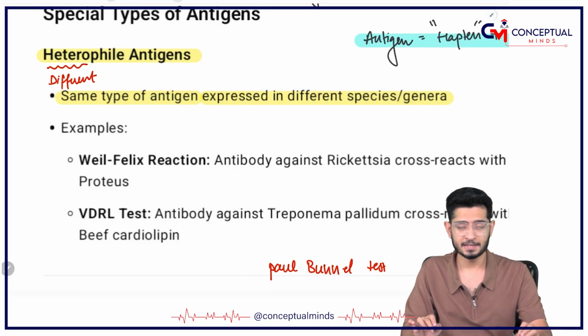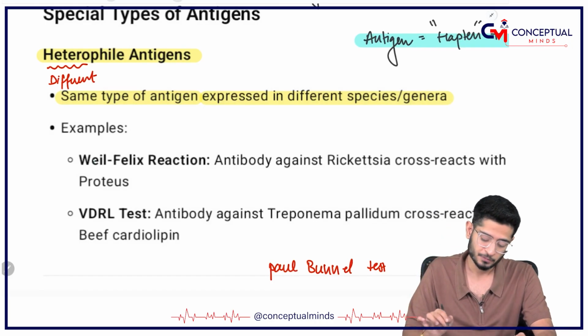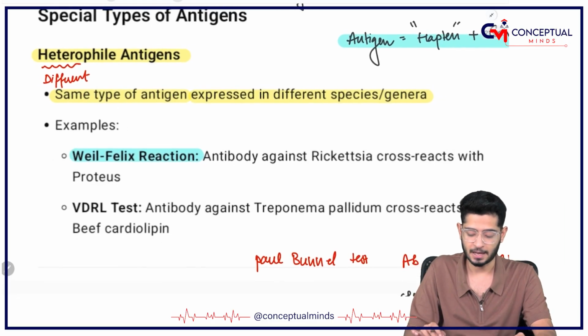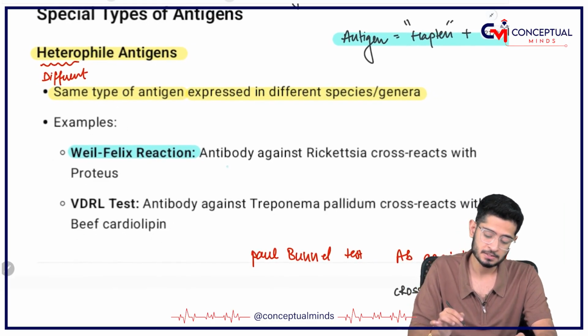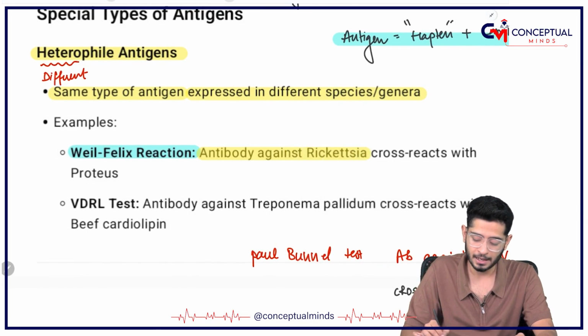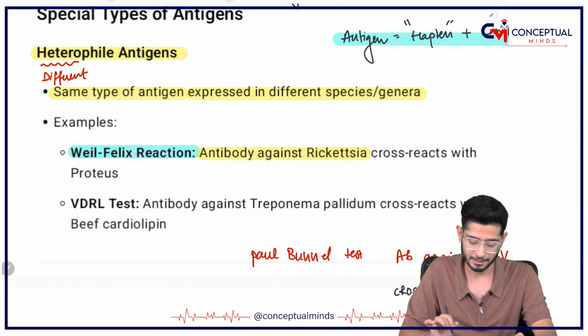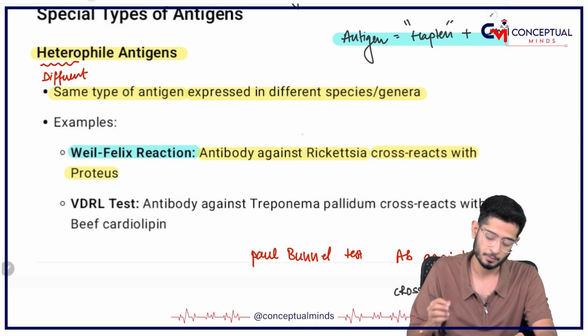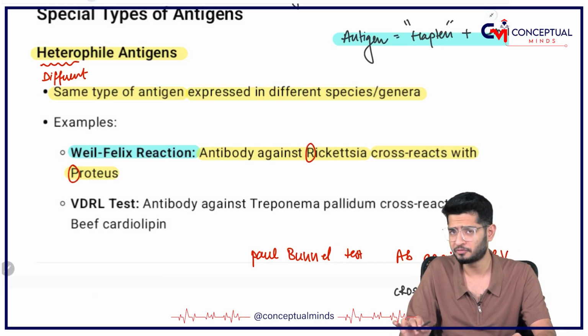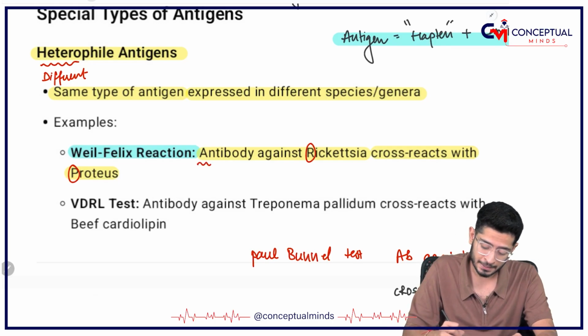Okay, so let's understand what it actually means. If you know about the Weil-Felix reaction, it means that the antibody against rickettsia is going to cross react with the Proteus. Now my dear friends, rickettsia and Proteus are different genera, but the antibody against rickettsia is going to cross react with the Proteus.